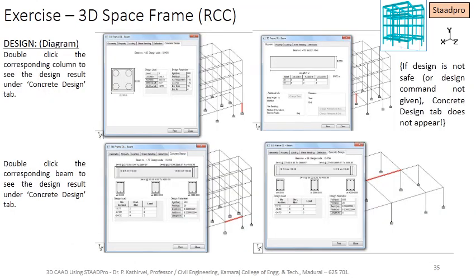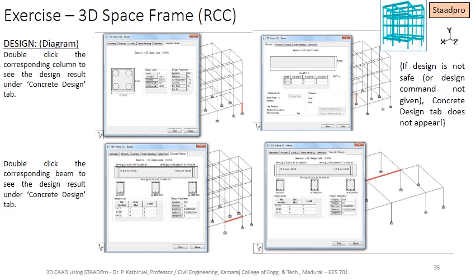To view the design results of the beams and columns, you can double click on the corresponding member to see the design result under the Concrete Design tab. For example, in the screen you can see the bottommost corner column of the frame is selected. Double click, and you can see the last tab is the Concrete Design, where the diagram of the design result is available. This Concrete Design tab is available only when the member is safe, or if the design command for the column was given previously. If not, in both cases, it may not be available.